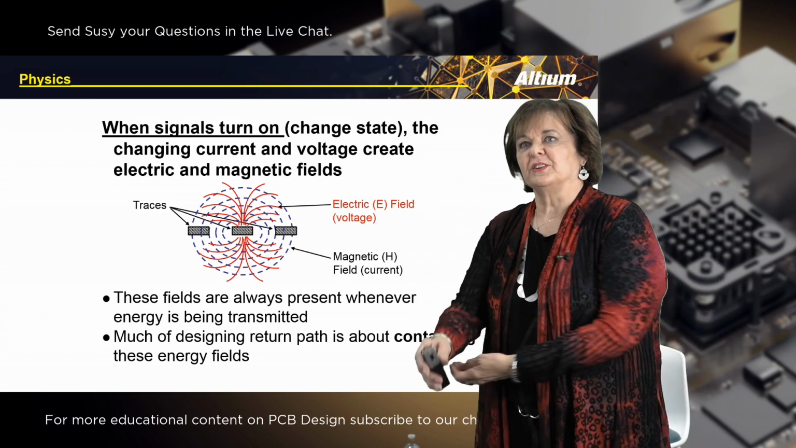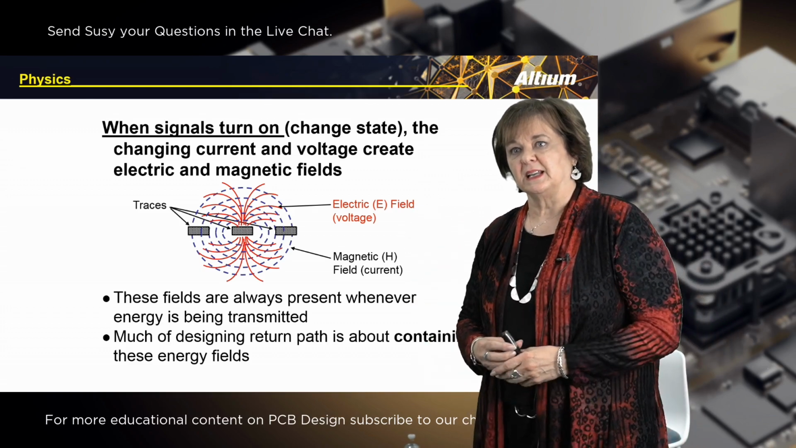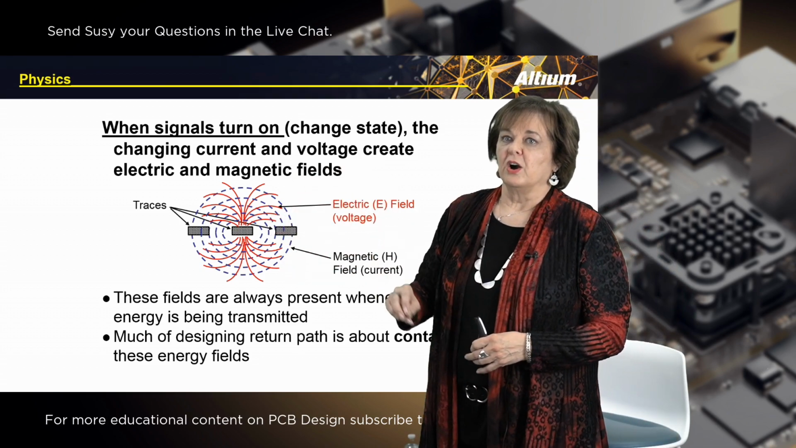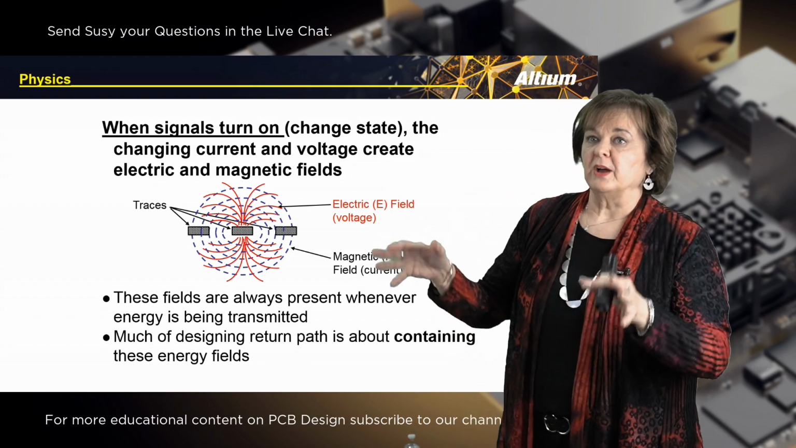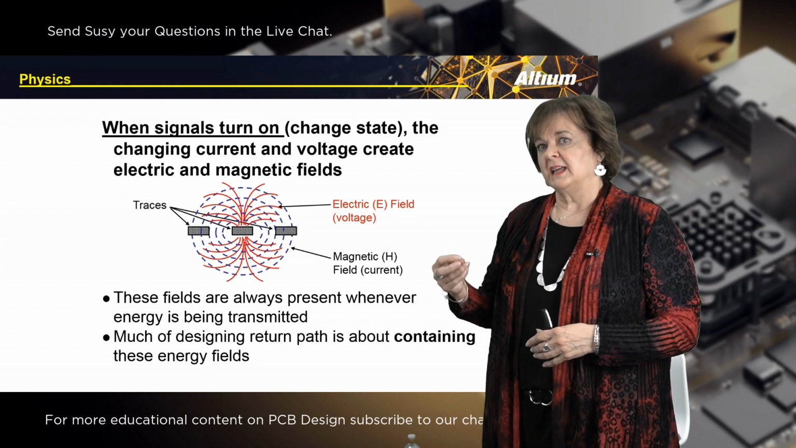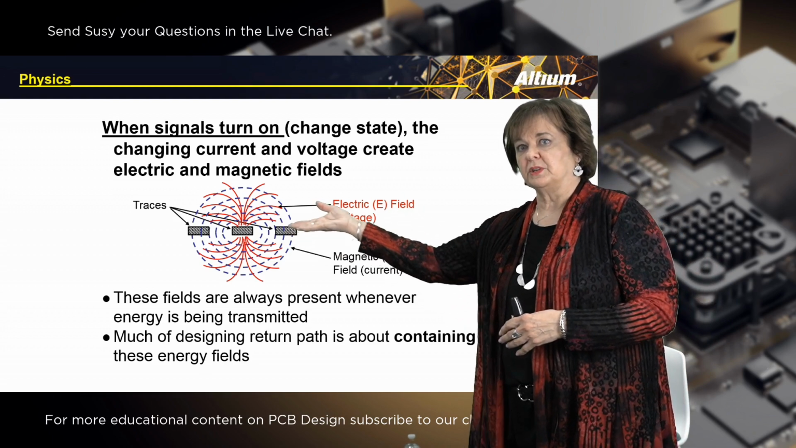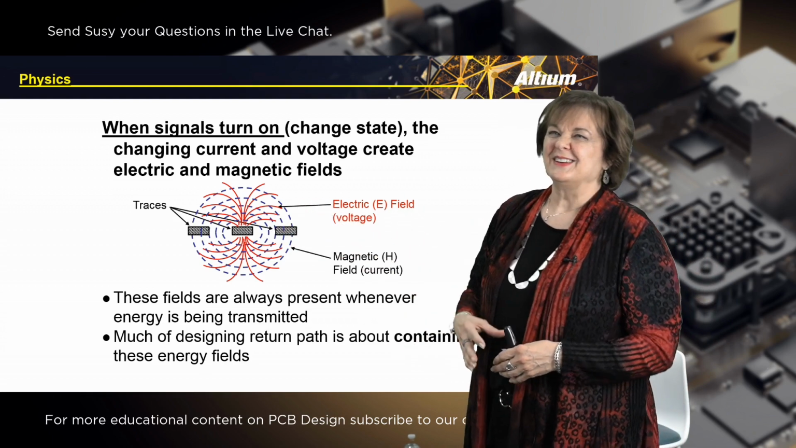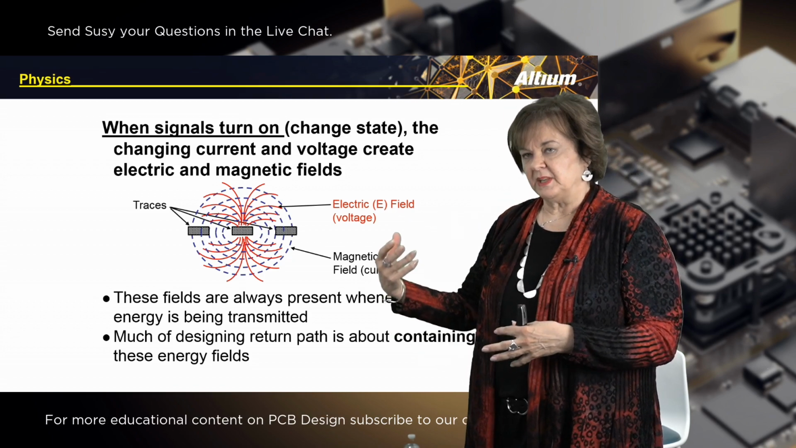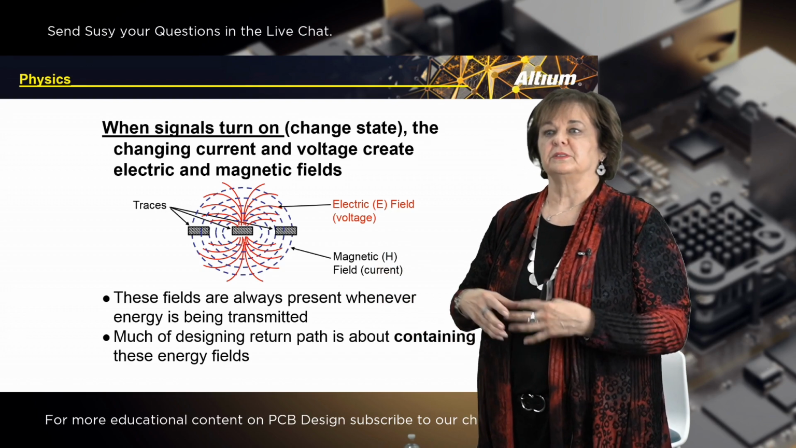That is changing the current and voltage, and they create magnetic and electric fields. Those electric fields, as you can see here, are what are on the around every single trace that's turning on and turning off in the process. And as you can see, there are other traces around it, and those other traces can be influenced by the signal changing state.